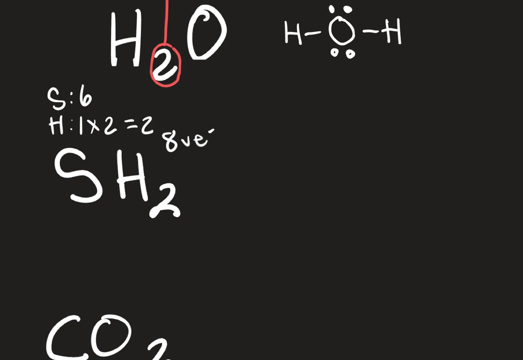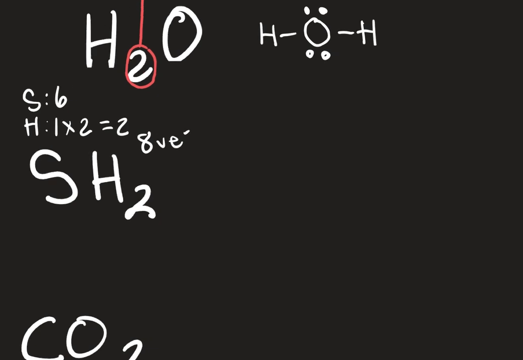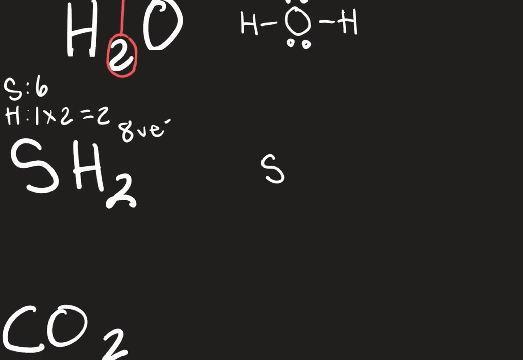S is not only the first element in my formula, but it's also the least amount of atoms that I have. So S is going to be my center atom. I'm going to have my hydrogens, I'm going to single bond them, and then I'm going to fill in the octet for sulfur.